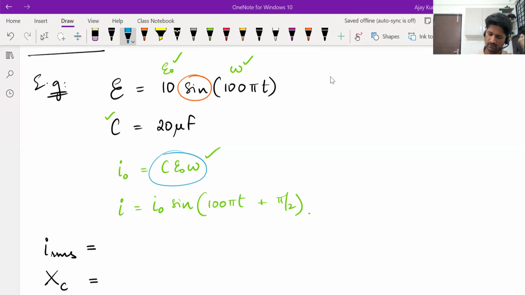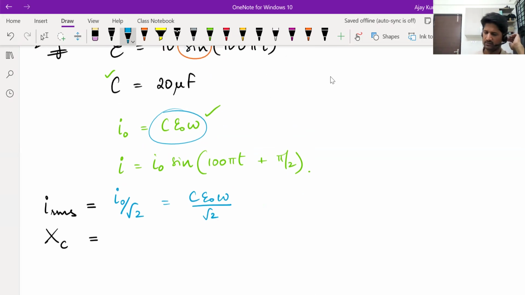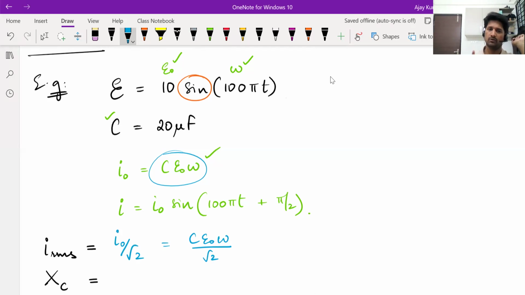Okay, correct. So since the current is sinusoidally varying, its RMS value will be peak value divided by √2. So in this case, it becomes C E naught omega divided by √2. Substitute the numbers, you will get the answer. But remember, capacitance is 20 microfarad. Micro is a factor of 10 power minus 6. You have to keep that in mind, and you have to substitute that also. Okay, Isha, any doubt?